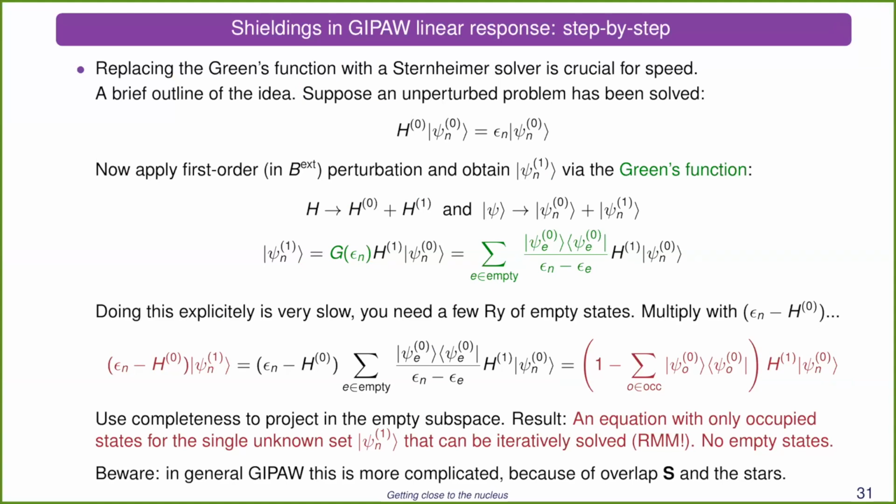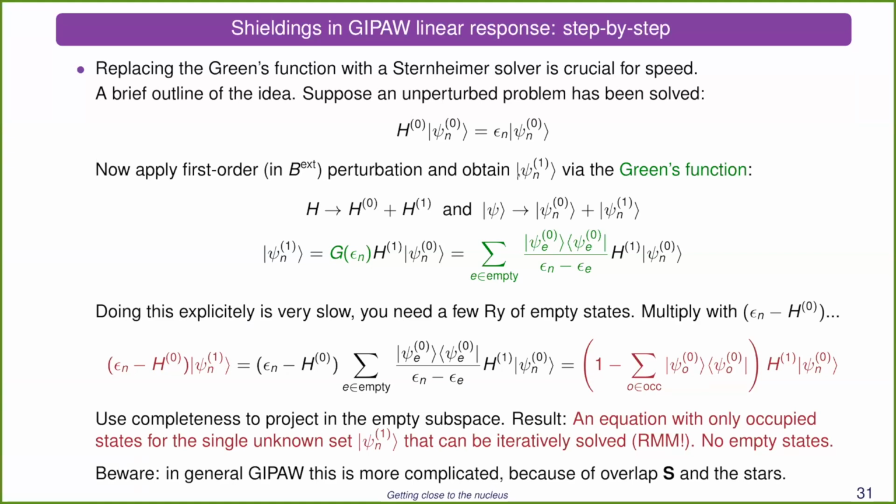Now getting rid of the Green's function. This is the Sternheimer solver, and this is important. Once you have solved your SCF, you have a problem like this. You have an unperturbed Hamiltonian, you know all the orbitals with that, and the eigenvalues that belong to it. What you're going to do is first order perturbation in the Hamiltonian, and you want to find the first order perturbation in the orbitals. This is what you're after.